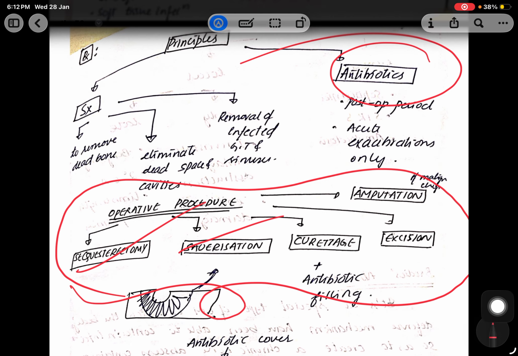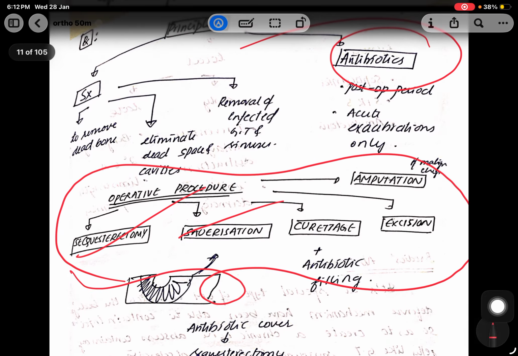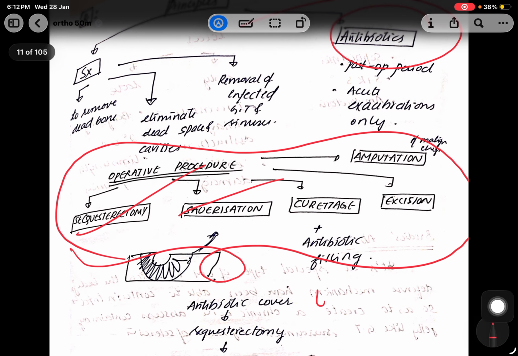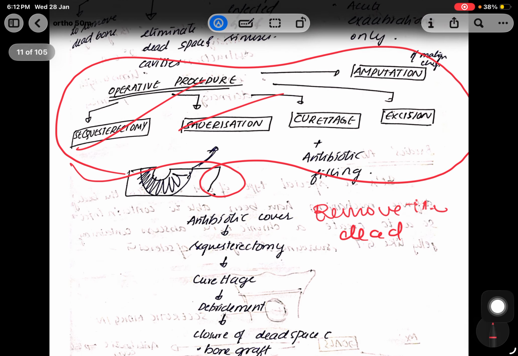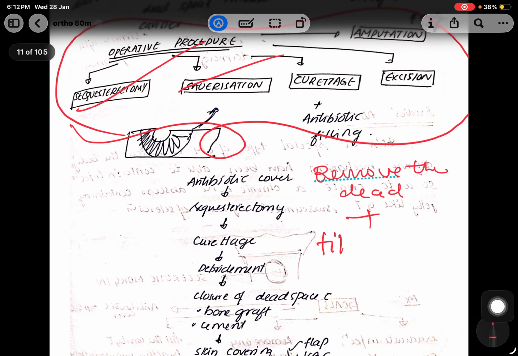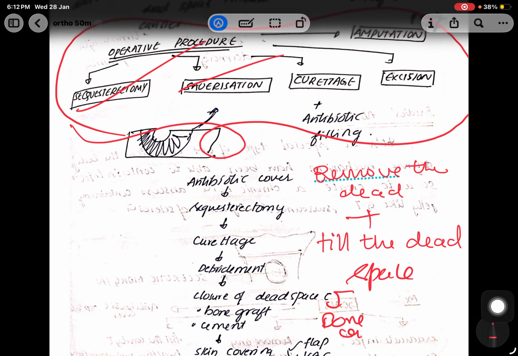First, we plan based on the patient profile. We go to the infected part of the bone, then remove the dead bone. The major principle is to remove the dead bone, then fill the dead space with bone cement or bone graft.